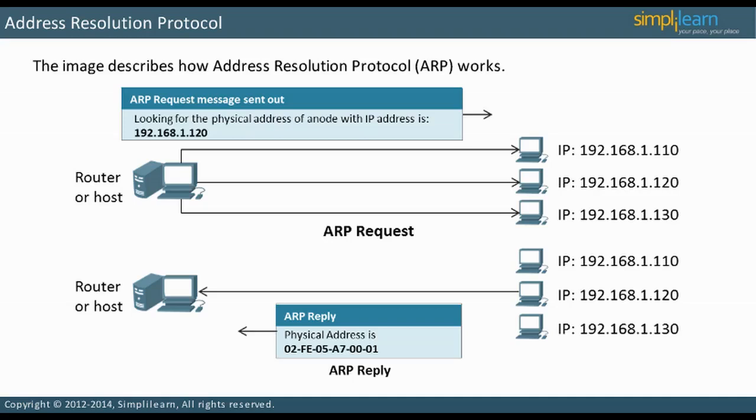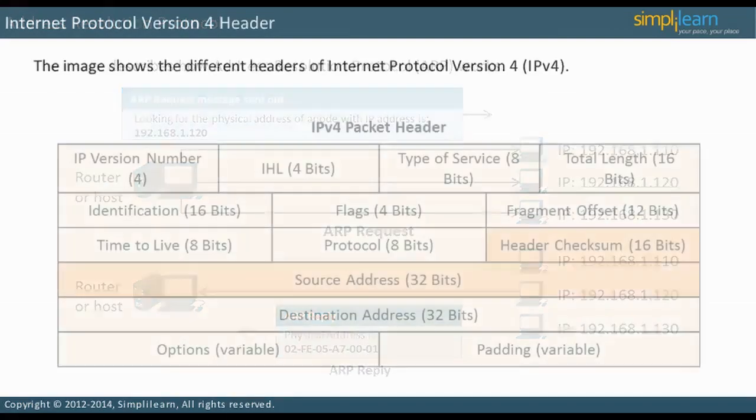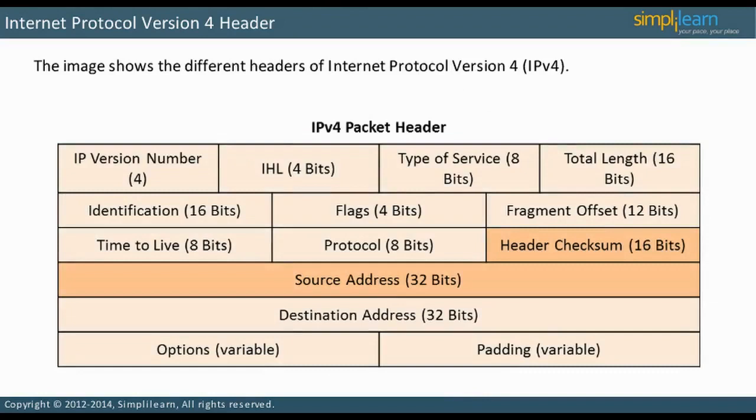Now let us look into the most important Layer 3 protocol, that is, the Internet Protocol version 4. In the next slide, we will discuss the header of IPv4. The image on the slide shows the different headers of IPv4. IPv4 is the standard Layer 3 protocol for routing. Some important fields in an IP header are source and destination IP addresses, header length, and differentiated services code point, DSCP, type of service, TOS, used for quality of service, QoS.